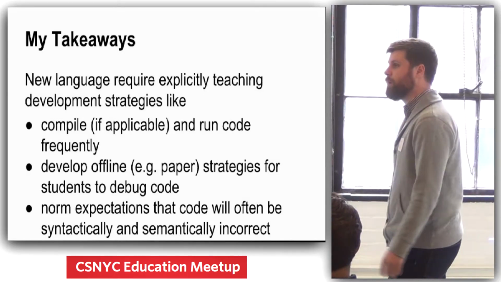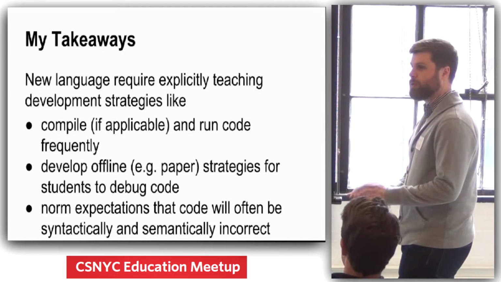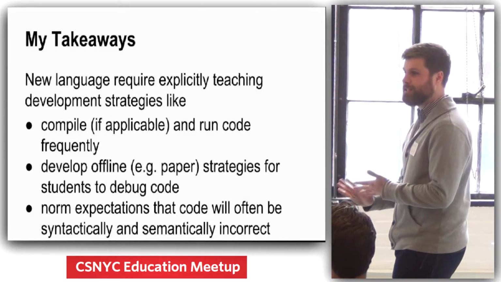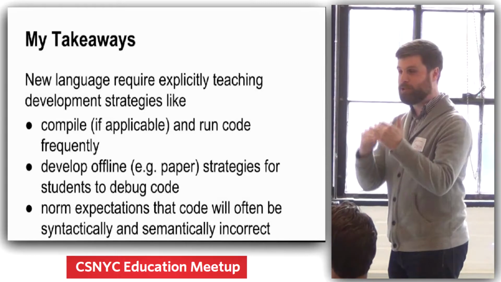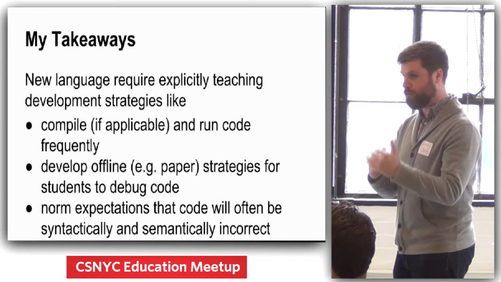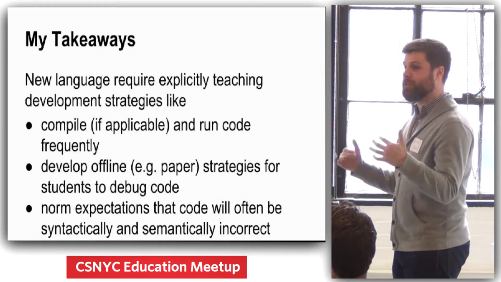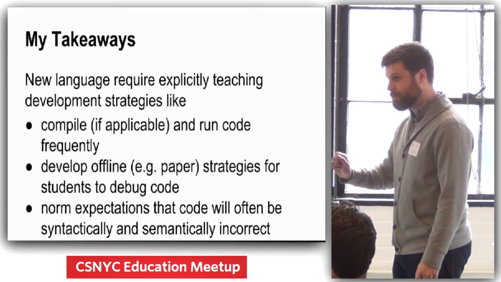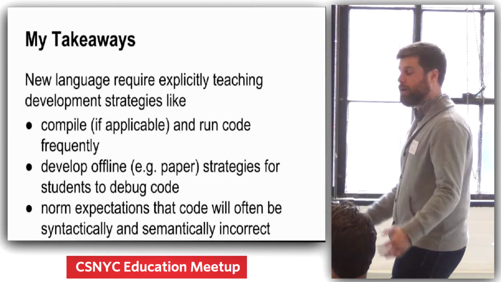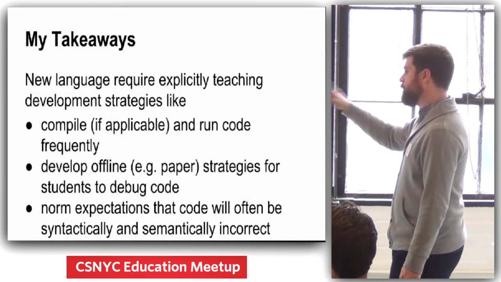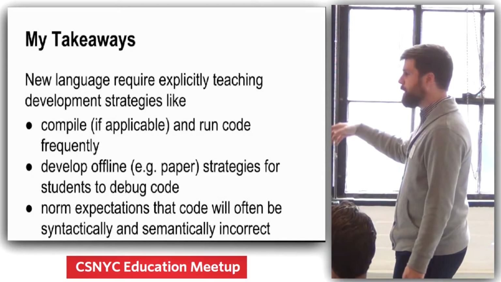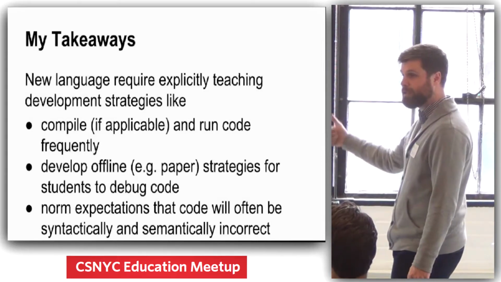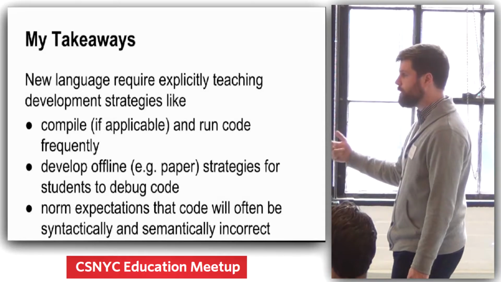I didn't mention this in the talk, but I've seen kids write 50 lines of code and then hope it works, and that's insanity town. A few lines, check if it works. A few lines, check if that works. A few lines, check. That's not obvious. If you think of how you write an English paper or solve a math problem, you just write it out. And so develop offline. For me, that's paper. It could be whiteboard. Teach strategies for students to debug code. So for this, it's tracing. It's if you're given an error message, can you identify the line?